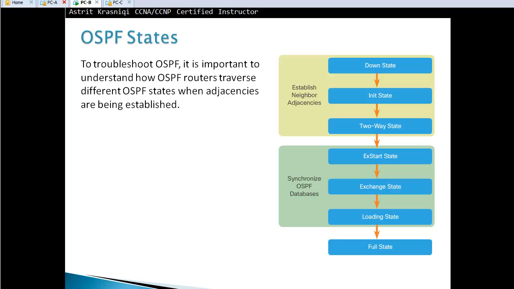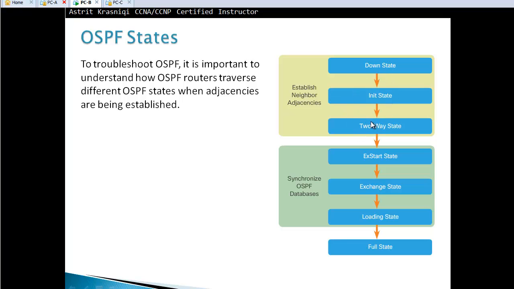To troubleshoot OSPF, it is important to understand how OSPF routers traverse different OSPF states when adjacencies are being established. These are the OSPF states, a review from semester 2. First is the down state, when we are just sending hellos or not receiving any hellos. Then when we start receiving hellos, but in the hellos we don't see our router ID, we go to the initializing state, or init state. Then when we receive hellos and see our router ID inside them, it means they are seeing us, and we move to the two-way state. These are just establishing neighbor adjacencies.